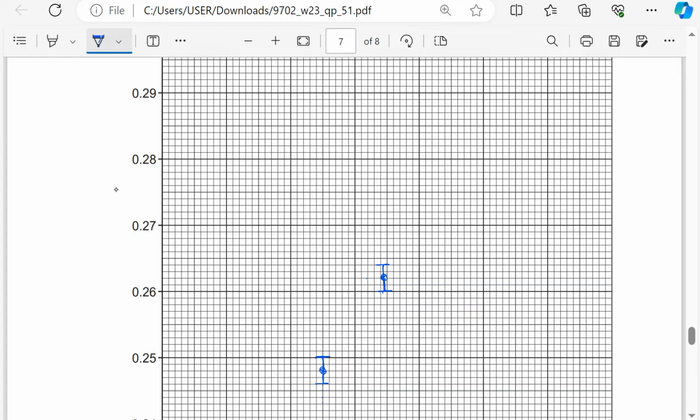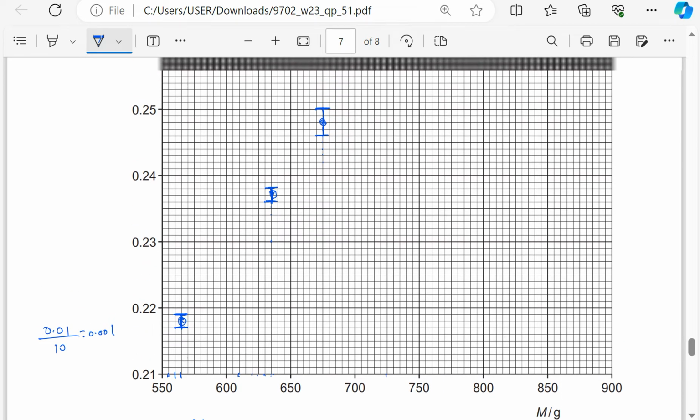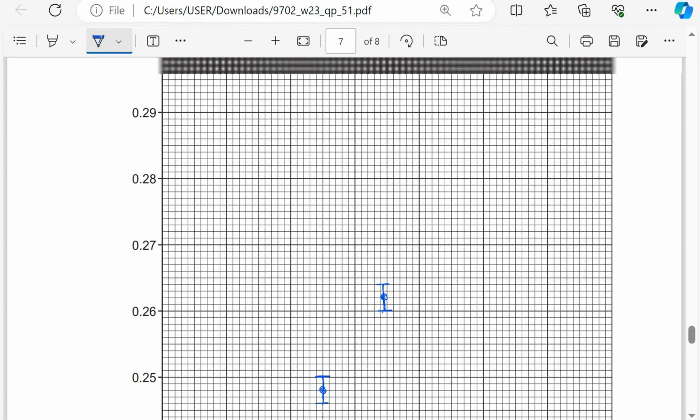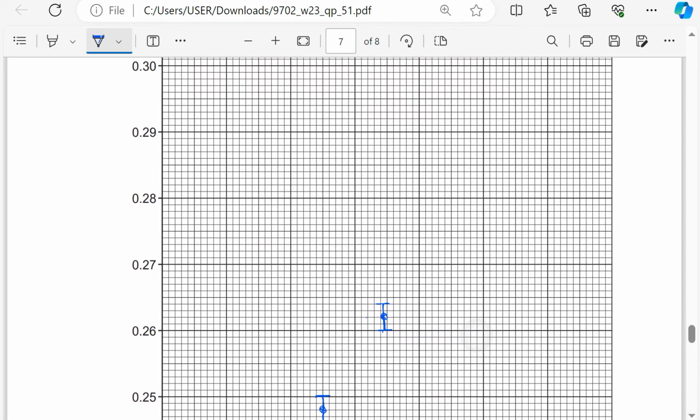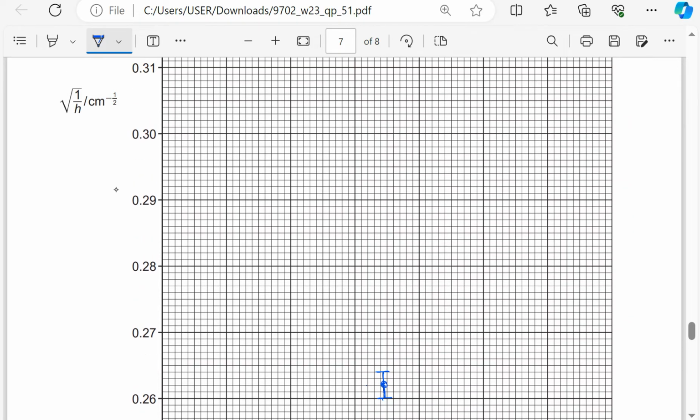Then the next one is 790. So on 750, we got 790. And 790 is against 0.282. 790, so this is 750, 60, 70, 80, 90. Then 0.282, 1, 2. So this is the point. So I'll circle this point here.